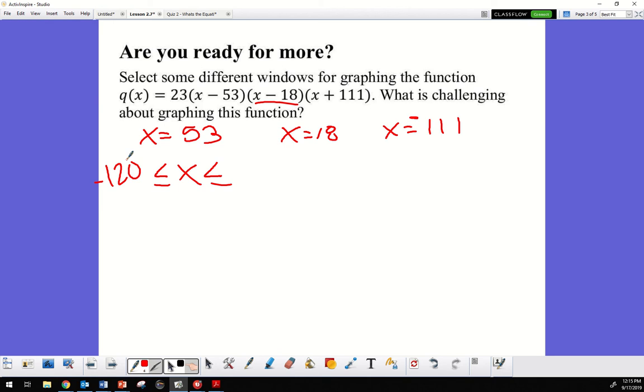All right, what's the highest number? 60. 55. It's 53, right? The highest number is 53, so go a little bit more than that. 55. That's 60. I like 60. There we go. So now, what about my viewing window for my y values?